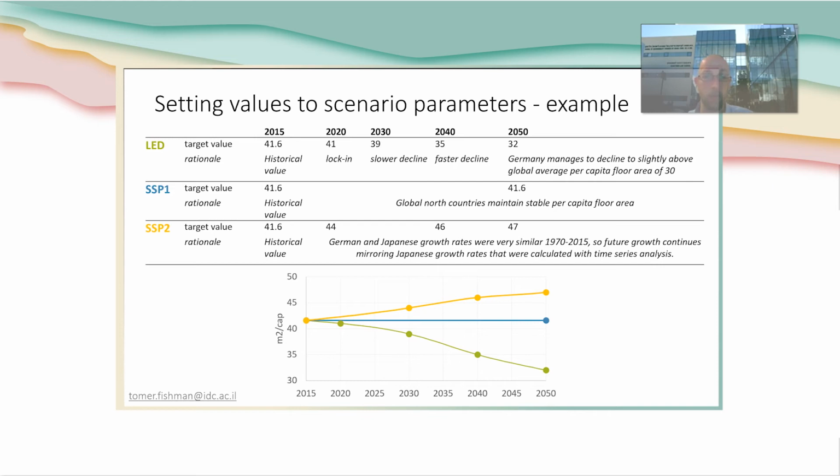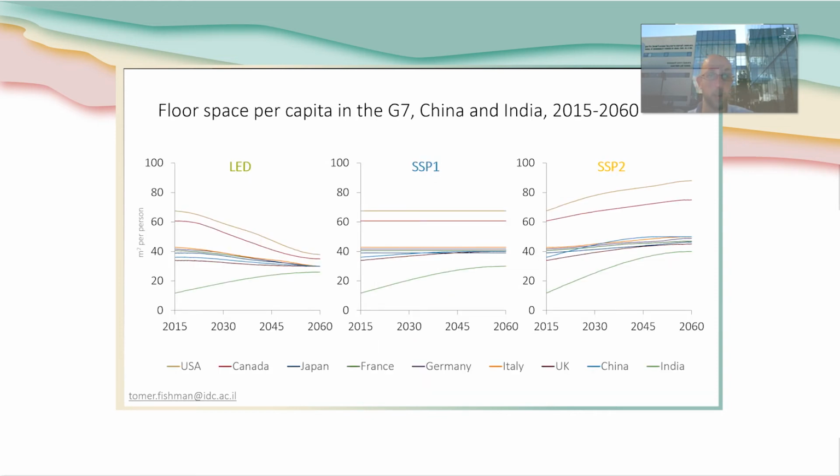This approach helped us then come up with values, and I will show you some of these starting values for the three different scenarios that we look at. For instance, floor space per capita in the G7 countries, China and India, up to 2060. You can see that in each of the three scenarios, the values either converge to certain values, stay the same in SSP1, or continue to increase depending on the country and its potential for increase. So there are some similarities, but also differences between countries and across the different scenarios.